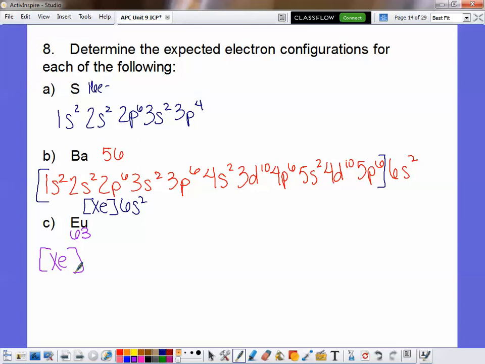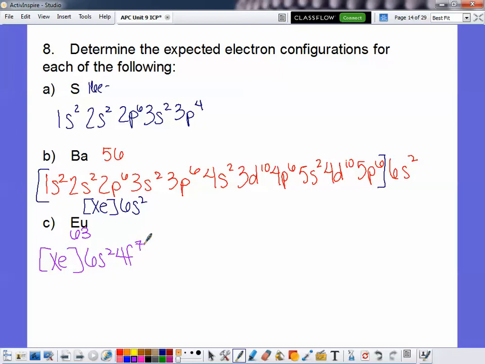So xenon, we just figured out that xenon's configuration ends at 5p6. What comes after 5p6? Oh, 6s2. So we now have 54, 56 electrons. That's basically barium. We have 56. We need how many more? 7. So what comes after 6s2? 4f7.